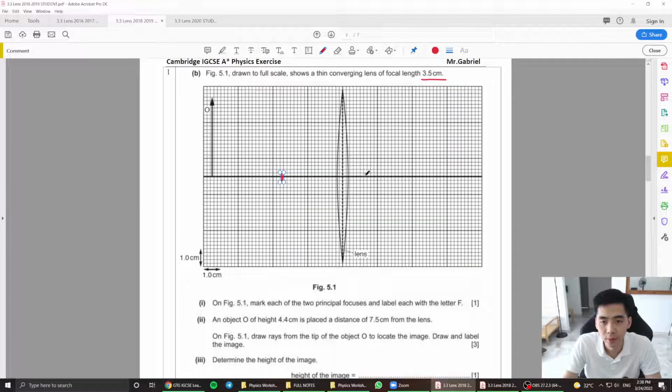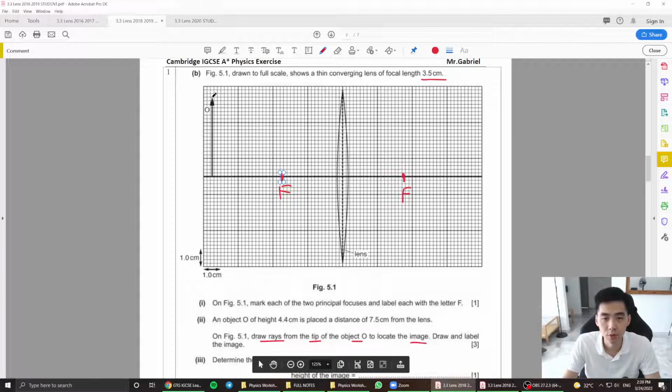Okay, and then this one also same thing. After another 5, it will be somewhere around here as well. This is going to be the F, and this is going to be the F. The object of height 4.4 cm is placed 7.5 cm away from the lens. On figure 5.1, draw rays from the tip of the object to locate the image.